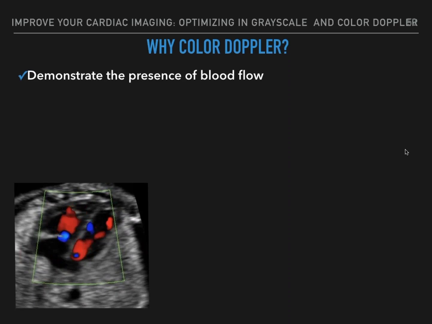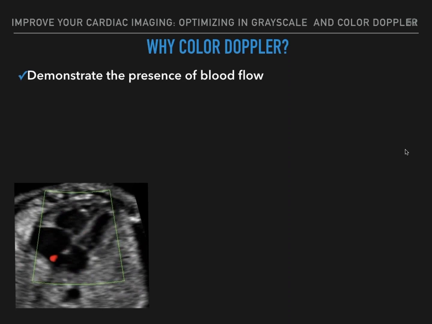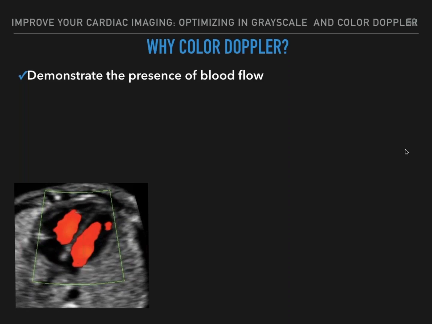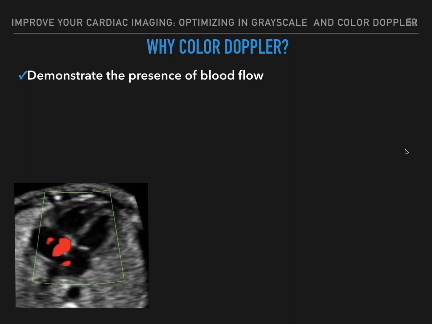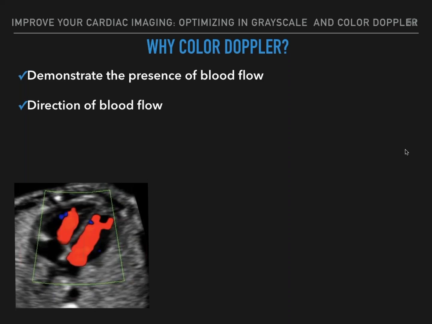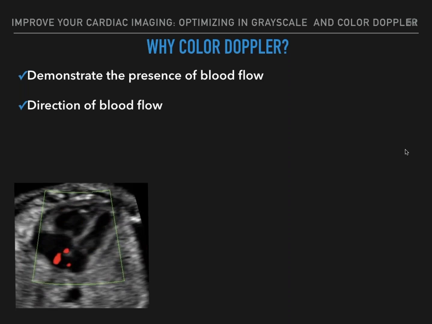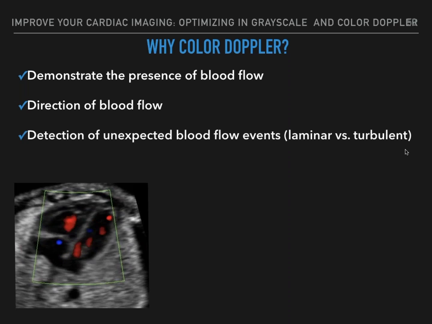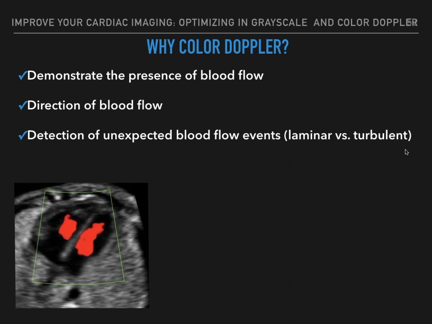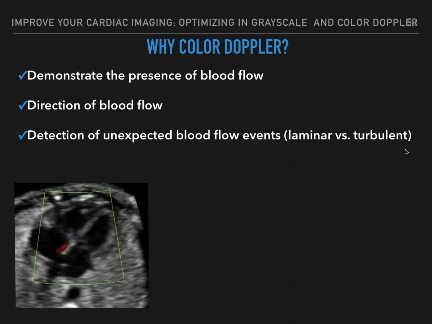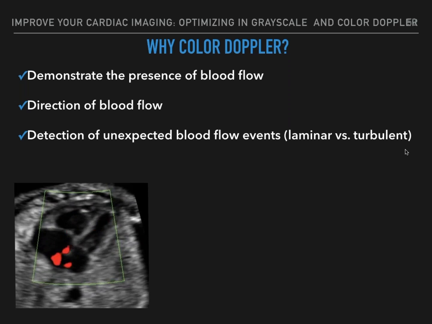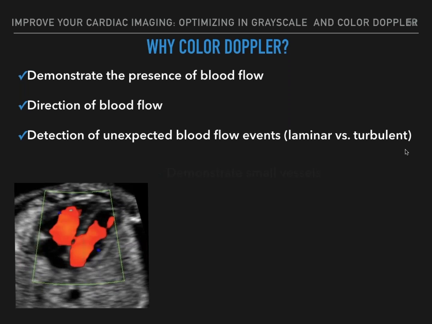For one, it does demonstrate the presence of blood flow, so being able to determine if there is perfusion across the valve, whether the valve is either atretic or dysplastic. It also demonstrates the direction of blood flow, whether blood flow is antegrade or retrograde going through the aortic arch or through the valves. Also, detection of unexpected blood flow events, such as shunting across a ventricular septal defect, or if there's laminar or turbulent flow going through the valves or the arches.